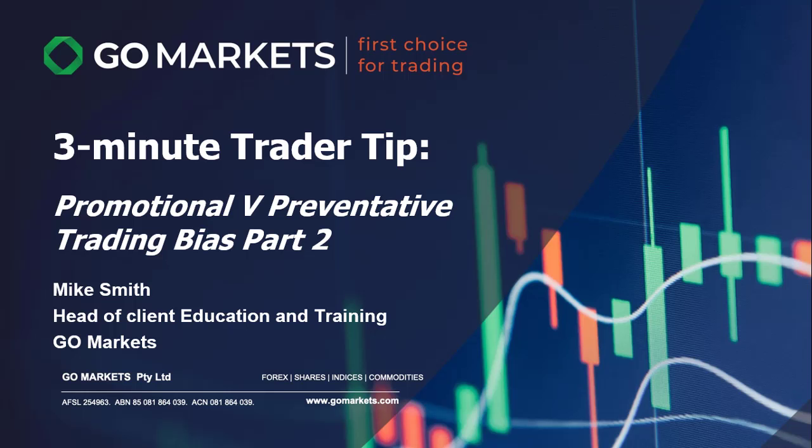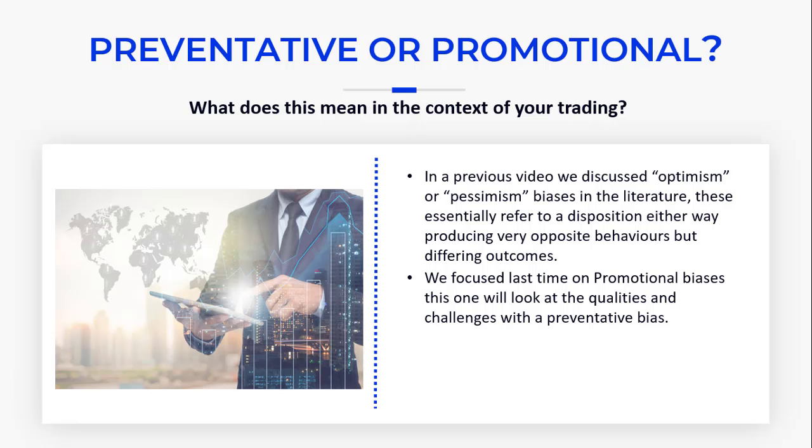3-minute trader tip, promotional versus preventative biases, part 2. In a previous video, we discussed optimism or pessimism biases, or preventative or promotional biases, as they're often called, that are present in the literature, which essentially refers to a disposition that traders may have with very opposite behavior and very different outcomes in terms of what happens in their trading results.